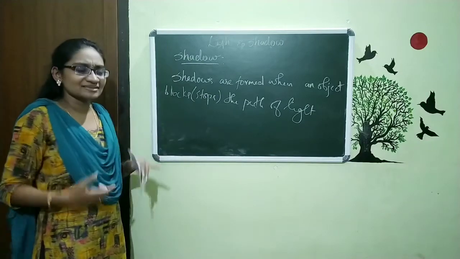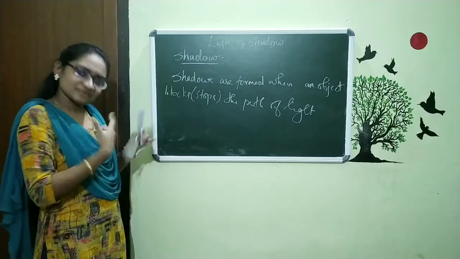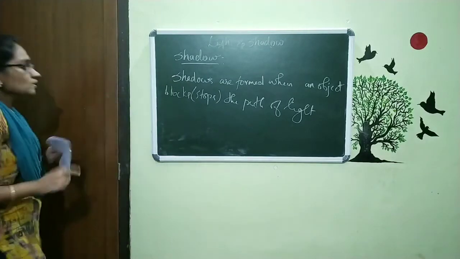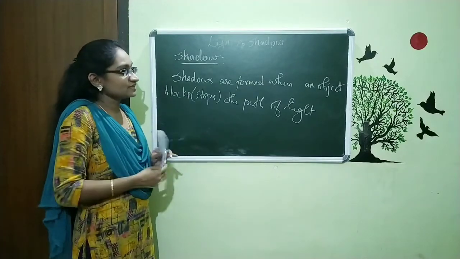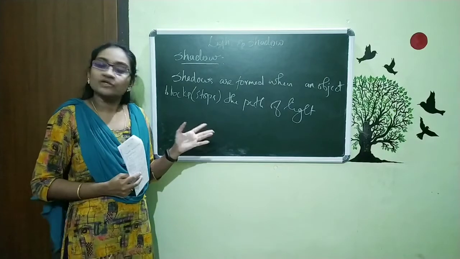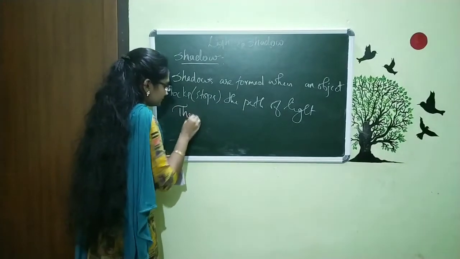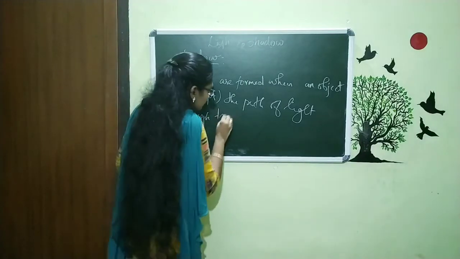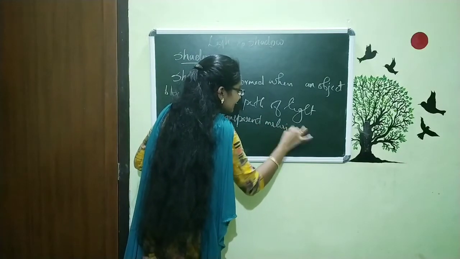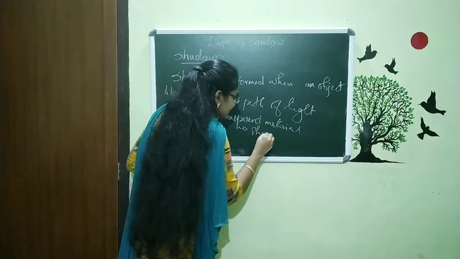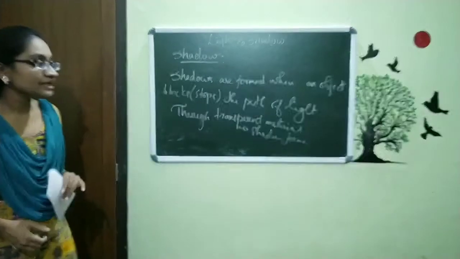You will study all these things in detail in your higher classes. Now just study the definition, some examples, some properties, that's all. So what about the glass? When I am giving light through the glass, is it possible to see any shadow? No. Through transparent material, no shadow forms.